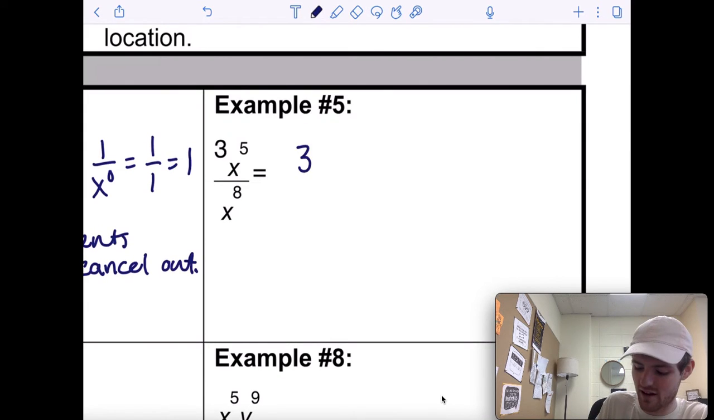Here in example 5, go ahead and pause this and see what you think will happen.